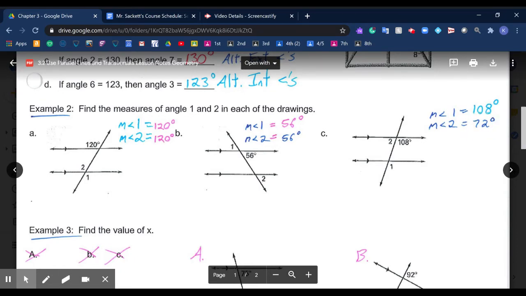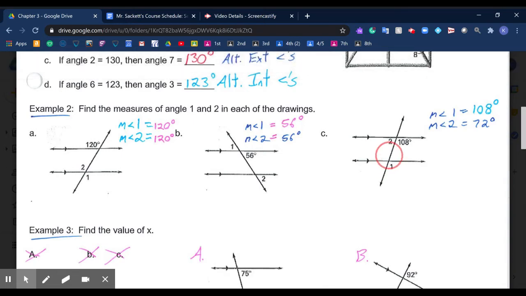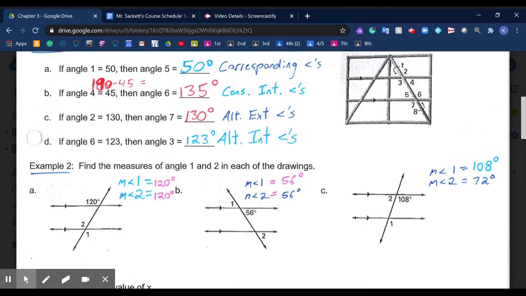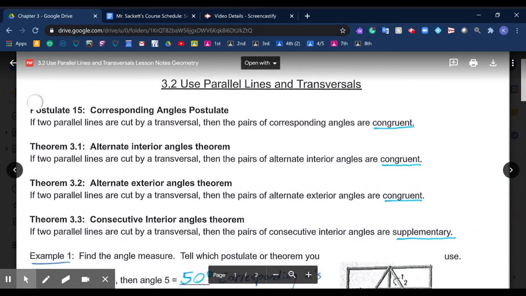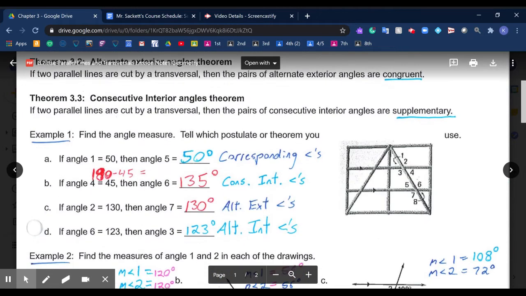I also could figure that out, that 1 is a vertical angle to the missing one here, so this is 108. And then 108 and 2 are consecutive interior angles, meaning they add to 180. So then again, 180 minus 108 gives me 72. So as you can see, there's a few different ways to look at each of these relationships. You could use vertical angles and linear pairs, as well as our new theorems and postulate up here.